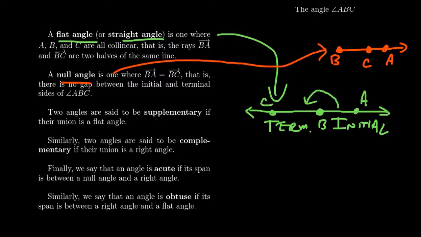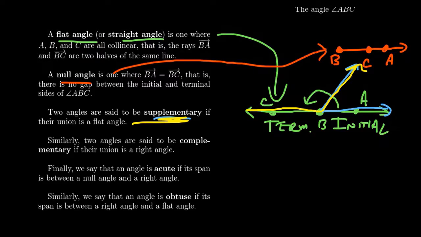Continuing on here, we have the idea of supplementary angles. We say that two angles are supplementary if their union forms a flat angle. So, for example, if you take one angle here in blue, and then you take another angle here, say in yellow, these two angles are supplements to each other because the union of the two angles forms a half plane. That is, they connect together to form this line.